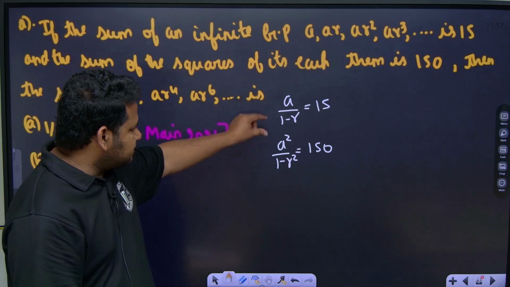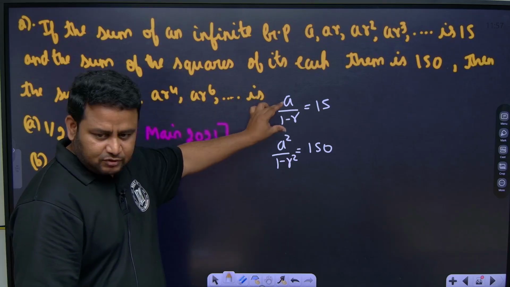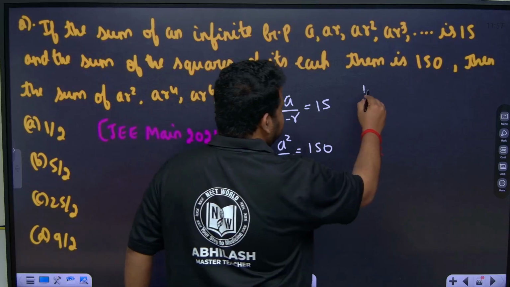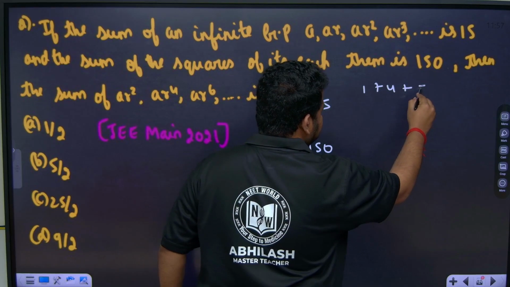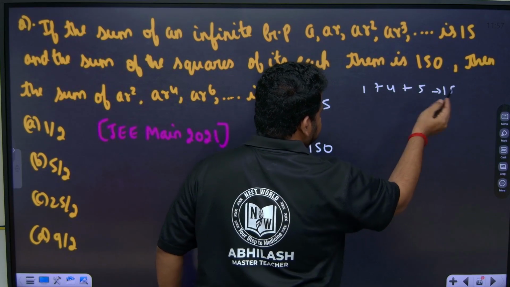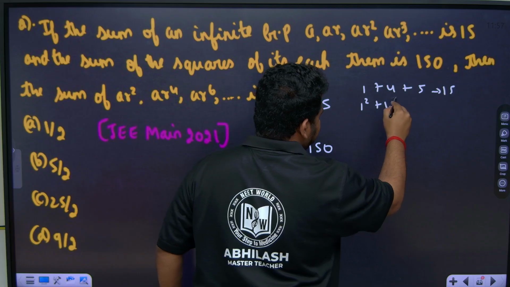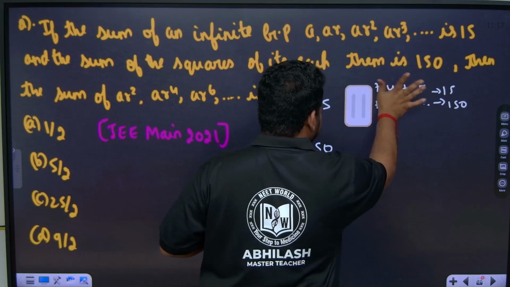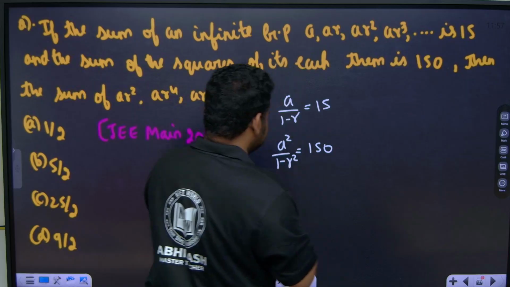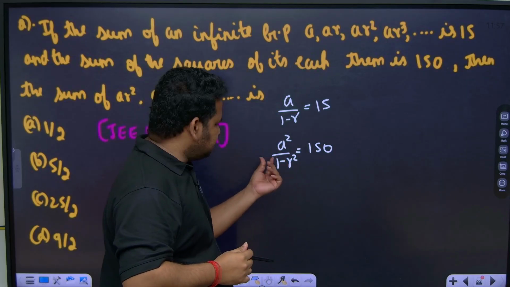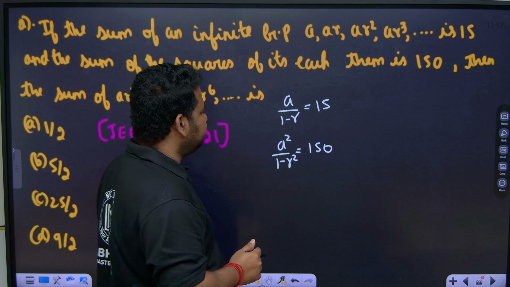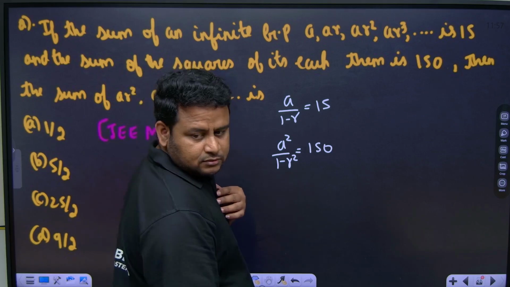The sum of the squares of this normal series is a by 1 minus r. Suppose I write 1 plus 2 plus 4 plus something like that, we are getting 15, something like this. If I take 1 square plus 2 square plus 4 square like this, I am getting 150. They are asking the sum of the squares, so I should do what? Here also I should square. 1 square will be 1 itself. So a square by 1 minus r square is equal to 150. This is what I get.